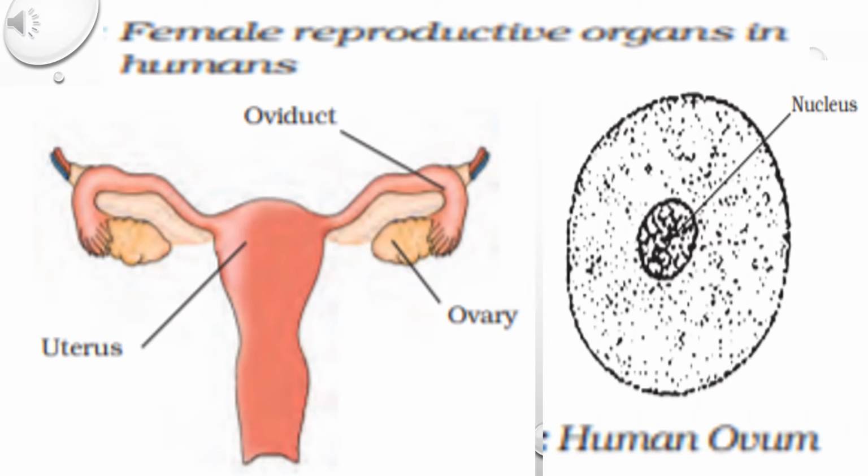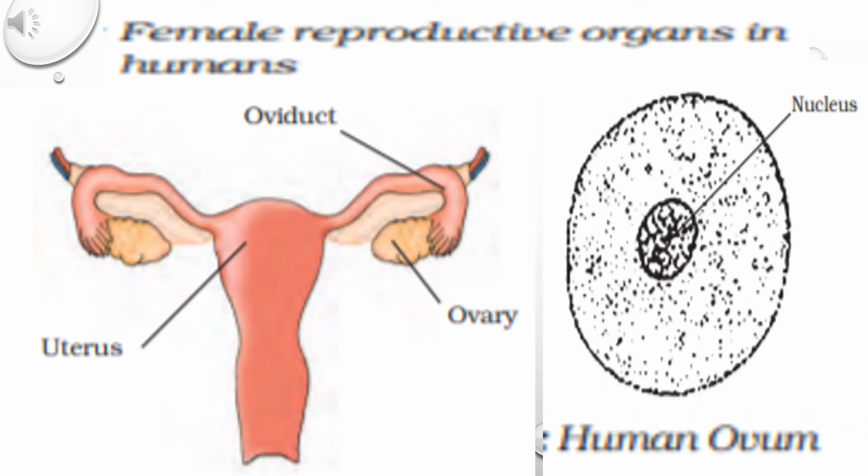Now let us learn the female reproductive organs. Here you will have a pair of ovaries, then oviducts, which are nothing but the fallopian tubes, and the uterus, children. Here the ovary produces the female gametes called the ova or the eggs. Look at this picture. I have given you the human ovum.